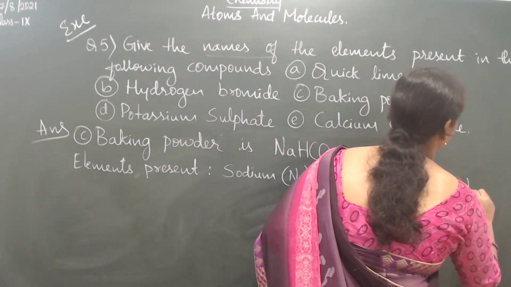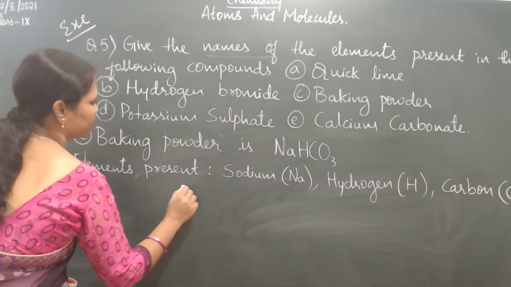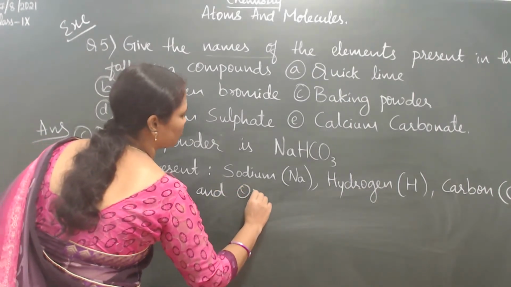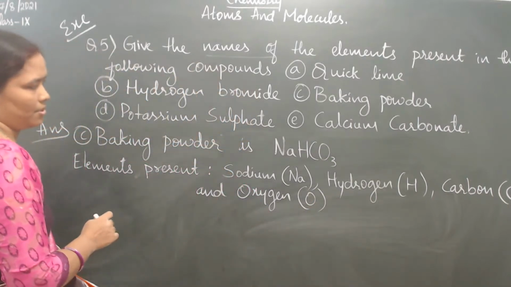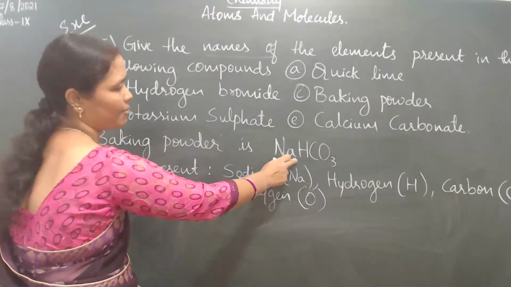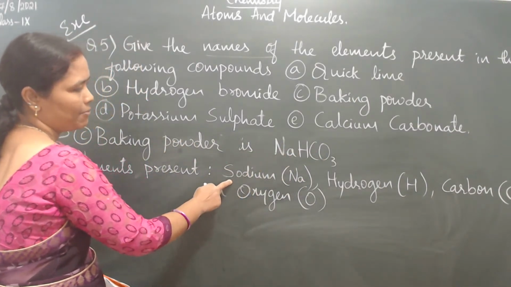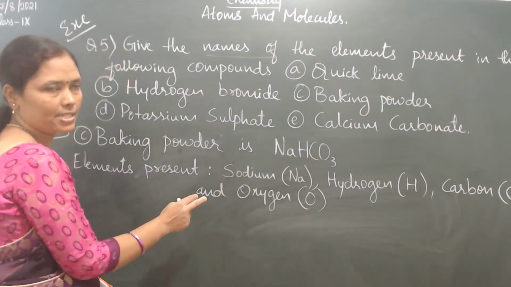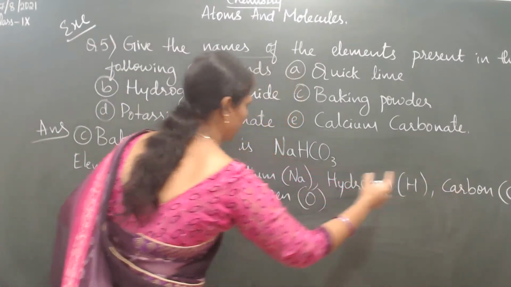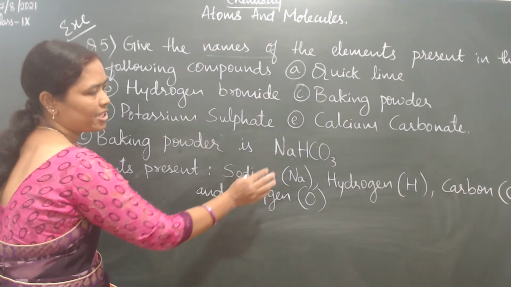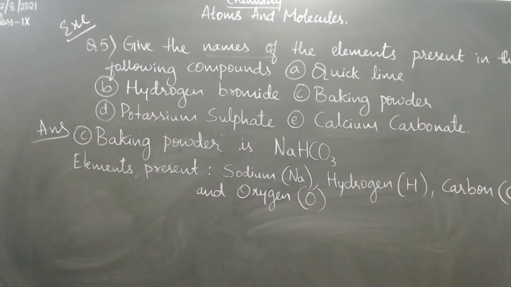carbon, and the last one, oxygen. Okay. So this is the chemical formula for baking soda. The names of the elements present in this compound are sodium, hydrogen, carbon and oxygen. This compound is made up of four types of elements. Okay.